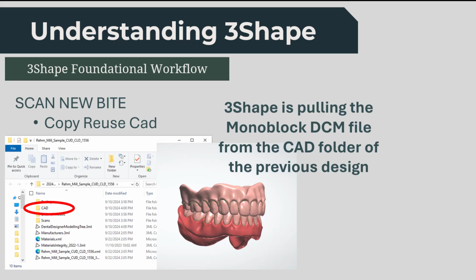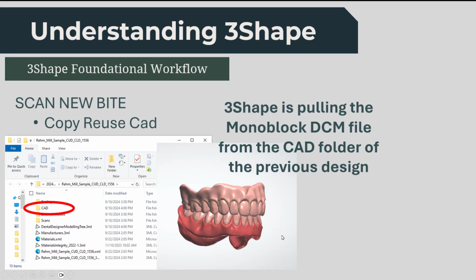So what is it actually doing when we're doing that? We saw it in there. It's aligning to the previous design. So it's pulling the monoblock DCM file from the CAD folder of the original design. If you're interested in what's happening in the background, this is just nice to know exactly what's happening.